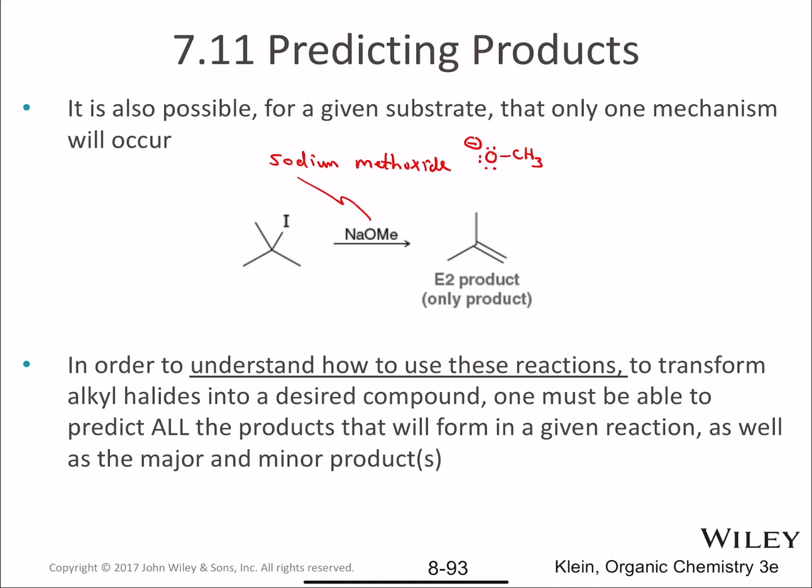So this is a strong base and a strong nucleophile, but it's not going to behave as a nucleophile with a tertiary alkyl halide, so we'll only see the elimination product. So you could practice drawing the mechanism. If I redraw my methoxide, I could practice drawing the abstraction of this proton and forming the double bond like that. In order to understand how to use these reactions to transform alkyl halides into a desired compound, you should be able to predict all the products that will form in a given reaction, as well as the major and the minor products.